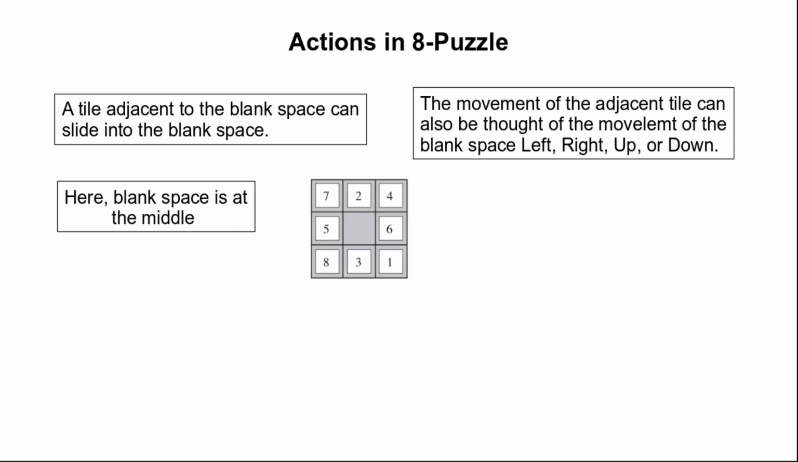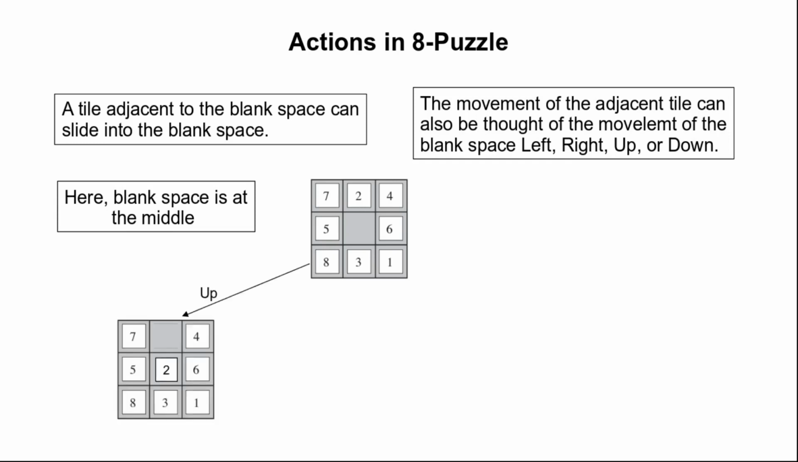Consider this configuration where the blank space is at the middle. Now we can move the blank space upward, and if we move the blank space upward, this would be the new configuration of the board. The blank space was here and it moved up. So actually 2 came down to fill up the blank space, and the blank space has moved upward.